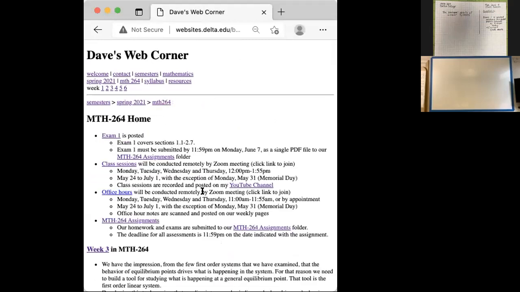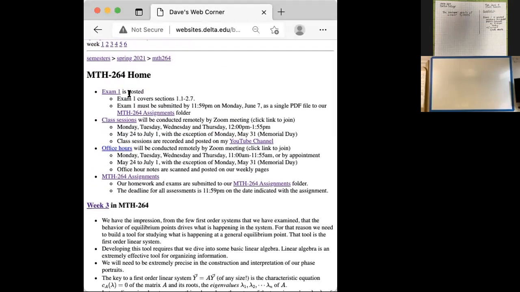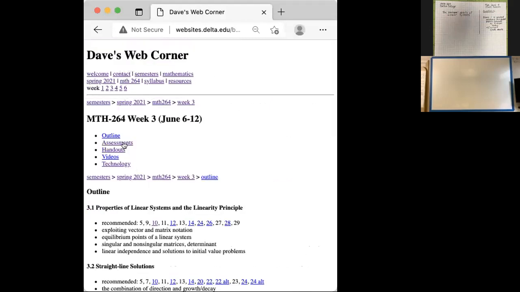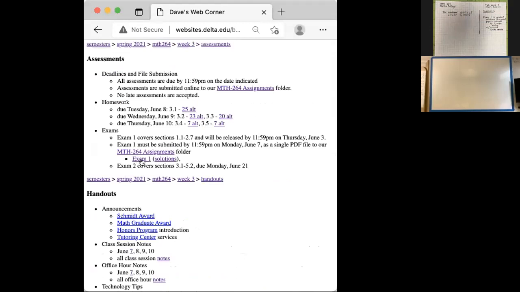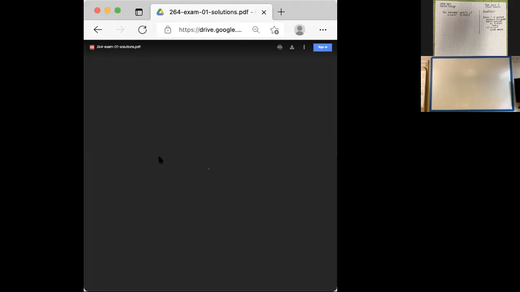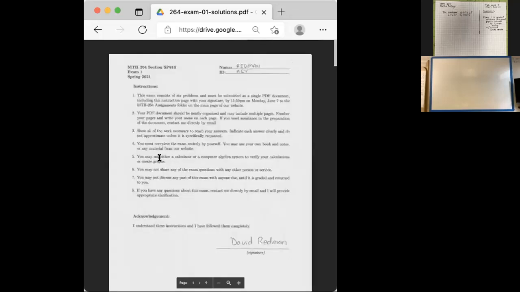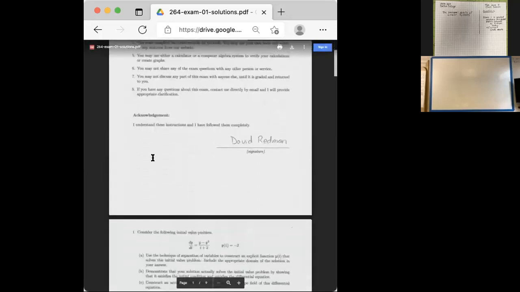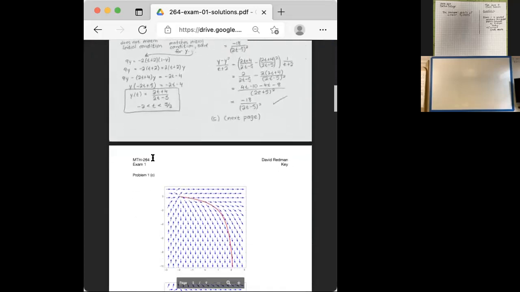So in our week three window, so exam one is now over, maybe I'll adjust that reference, but under week two or week three or our resources, week three assessments, exam one, where you've got the exam solutions, you click on this and it will pull up the solutions from a Google Drive folder. And I'll let that come up just so you see what that looks like. So here's the solutions instruction page, solution one. Sometimes I write them, sometimes I type them.